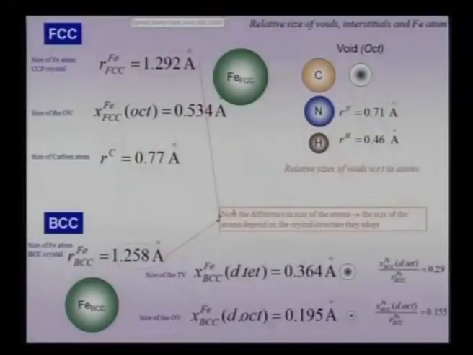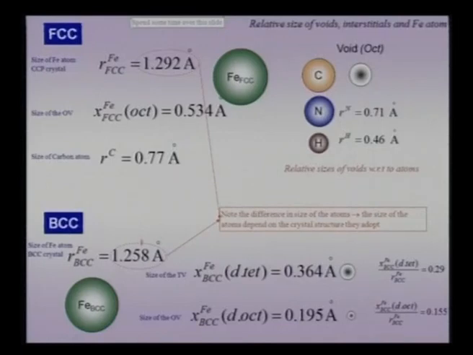So let us look at the relative sizes of the voids, especially with respect to the size of the iron atom. The first thing I would point out in this transparency is the size of the iron atom itself. For instance, the size of the iron atom in the cubic close packed crystal is 1.292. This is of course an approximate value, which is different from the size of an iron atom in the BCC crystal. So this is something to be noted. That means that the size you calculate is also dependent on the crystal structure.